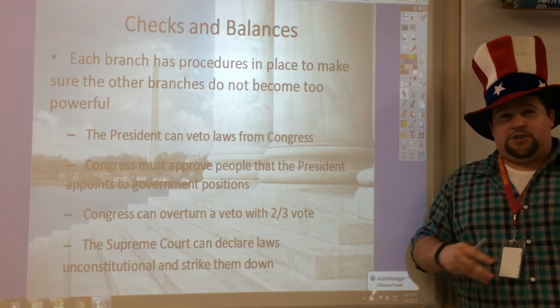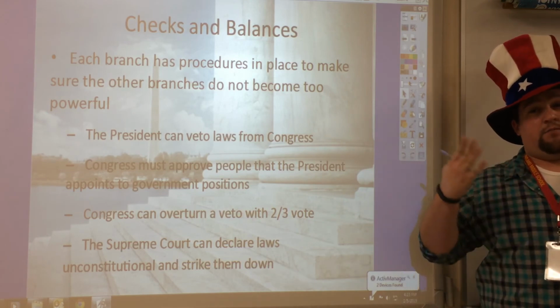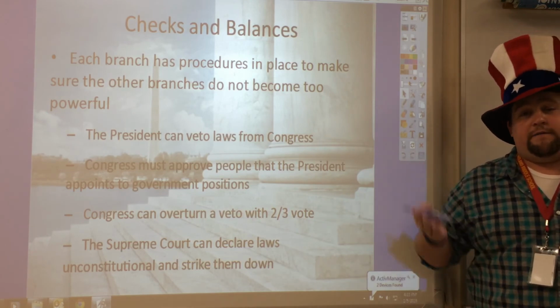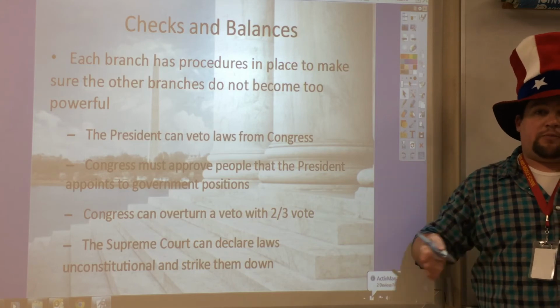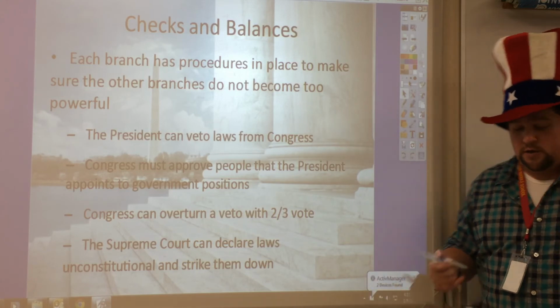strike them down. This is just a way to ensure that one branch does not become more powerful than the other, and it really kind of balances everything out so that all the branches play an equal part in running the country.